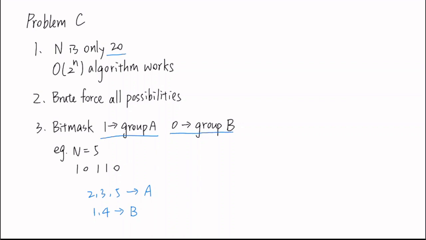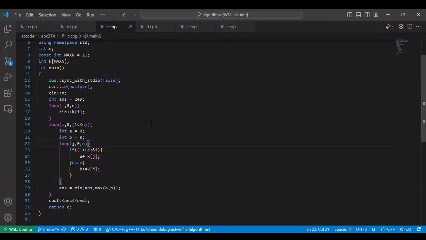So, for example, when N is equal to 5 and the bit mask is equal to 10110, departments 2, 3, and 5 correspond to the ones, so they would be in group A. And departments 1 and 4 would correspond to group B. Let's look at the code for this problem.